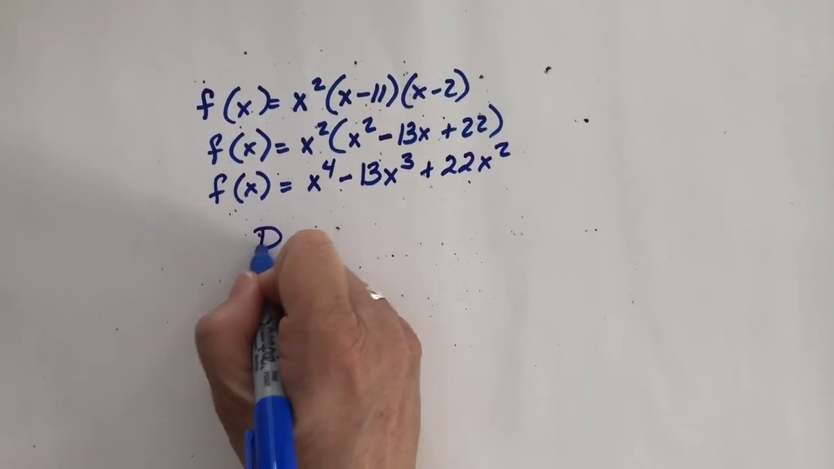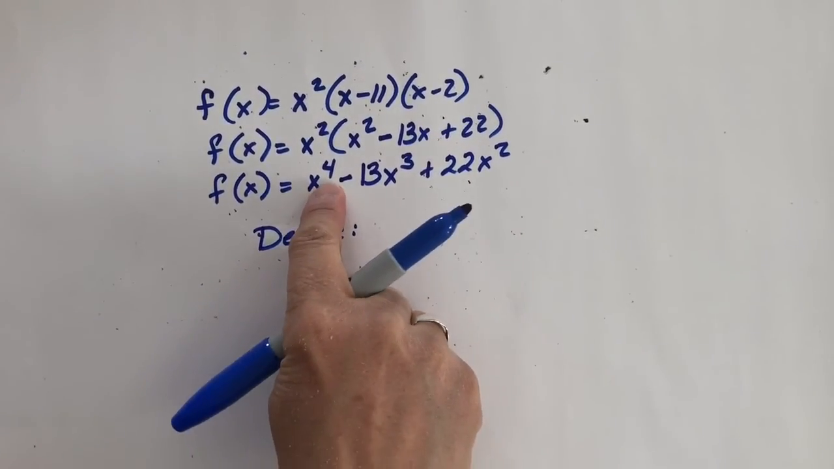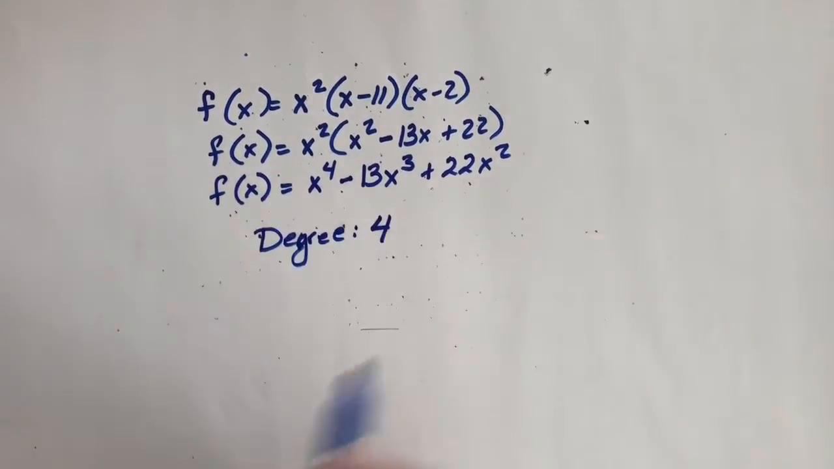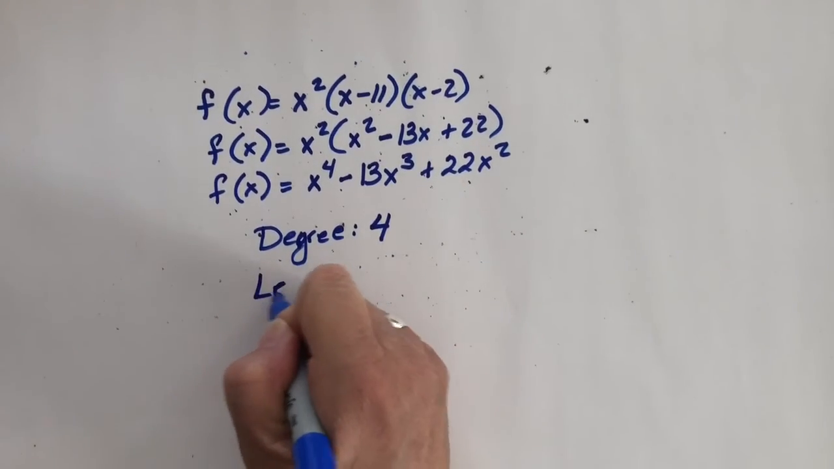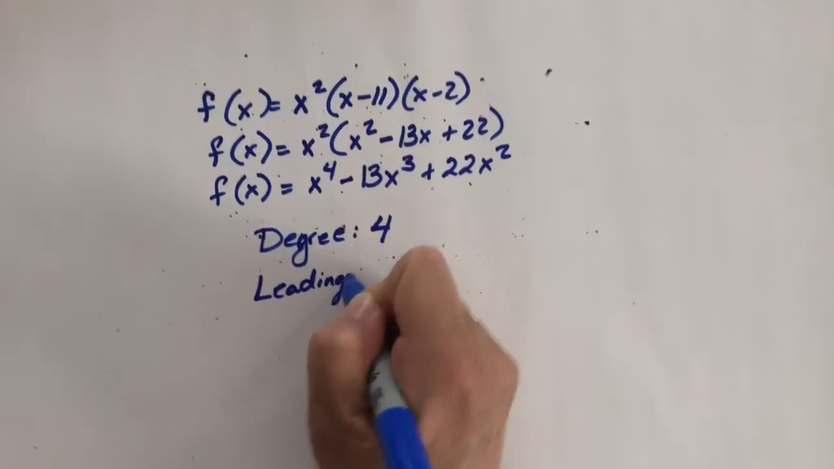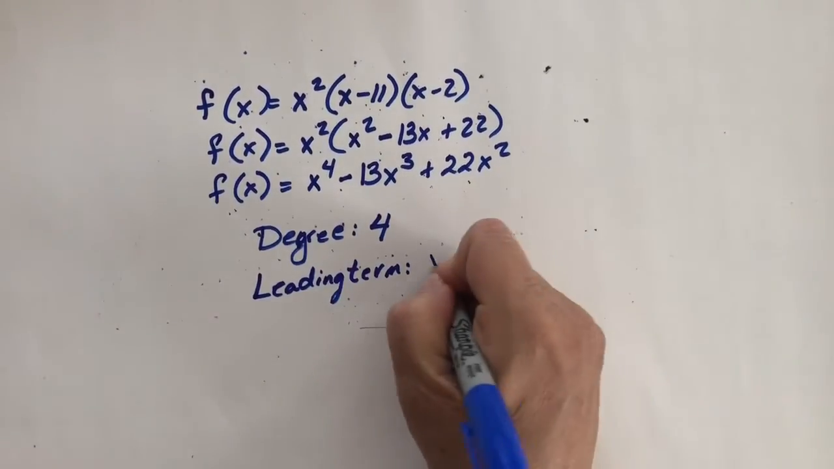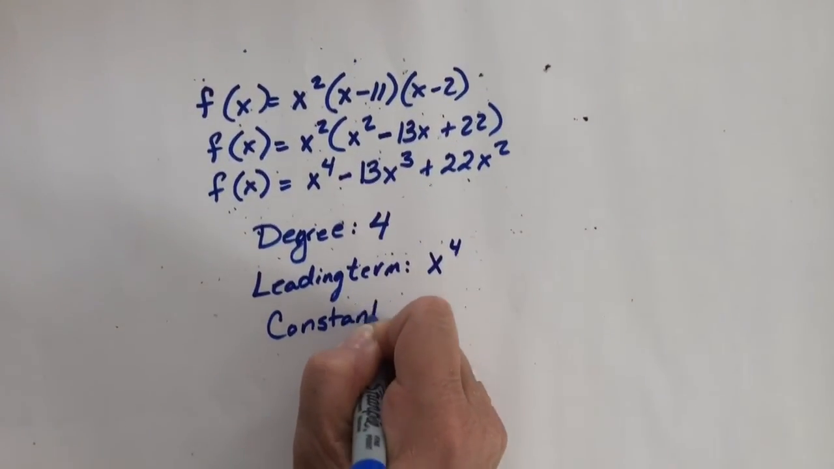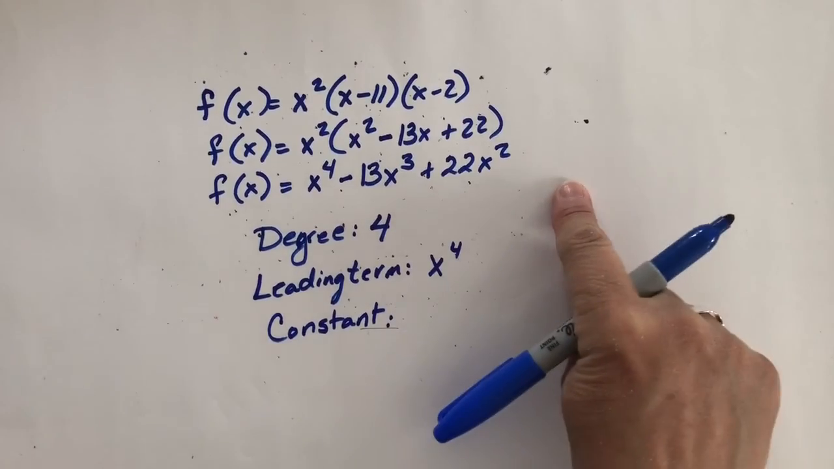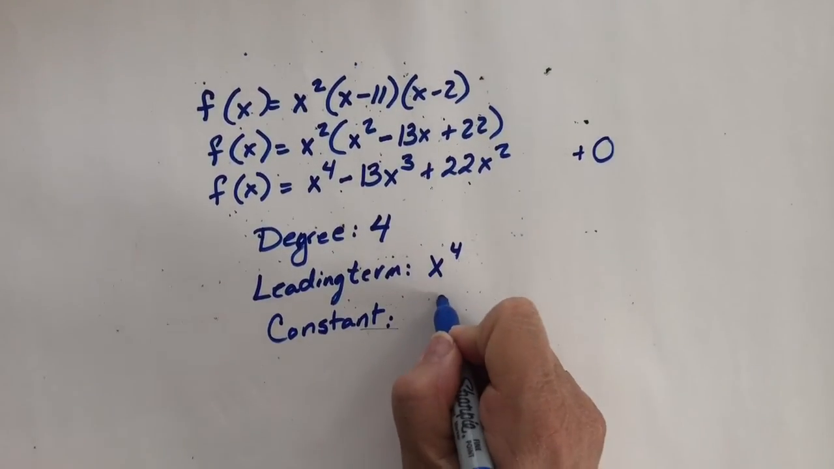So our degree is right here, a 4. So this is a 4th degree polynomial. The leading term is that term of highest degree, so it's positive 1x to the 4th. And our constant, remember, is the term without any variables, and you look and you don't have one, so that means there's really just a 0 out here. So our constant would be 0.